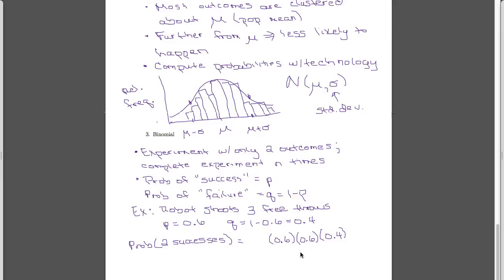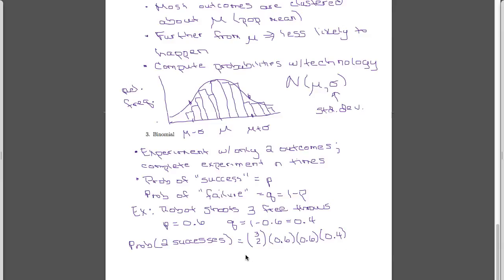But then you have to consider the fact that there are different ways the robot could have made 2 of the 3 shots, right? So the robot could have successfully made the first 2 and missed the third, or missed the first and successfully made the last 2, or it was successful in the first and third and not the second. So to account for all of those different orderings of successes, we use the binomial coefficient, indicated this way, which is often read 3 choose 2. Sometimes this is called a combination.